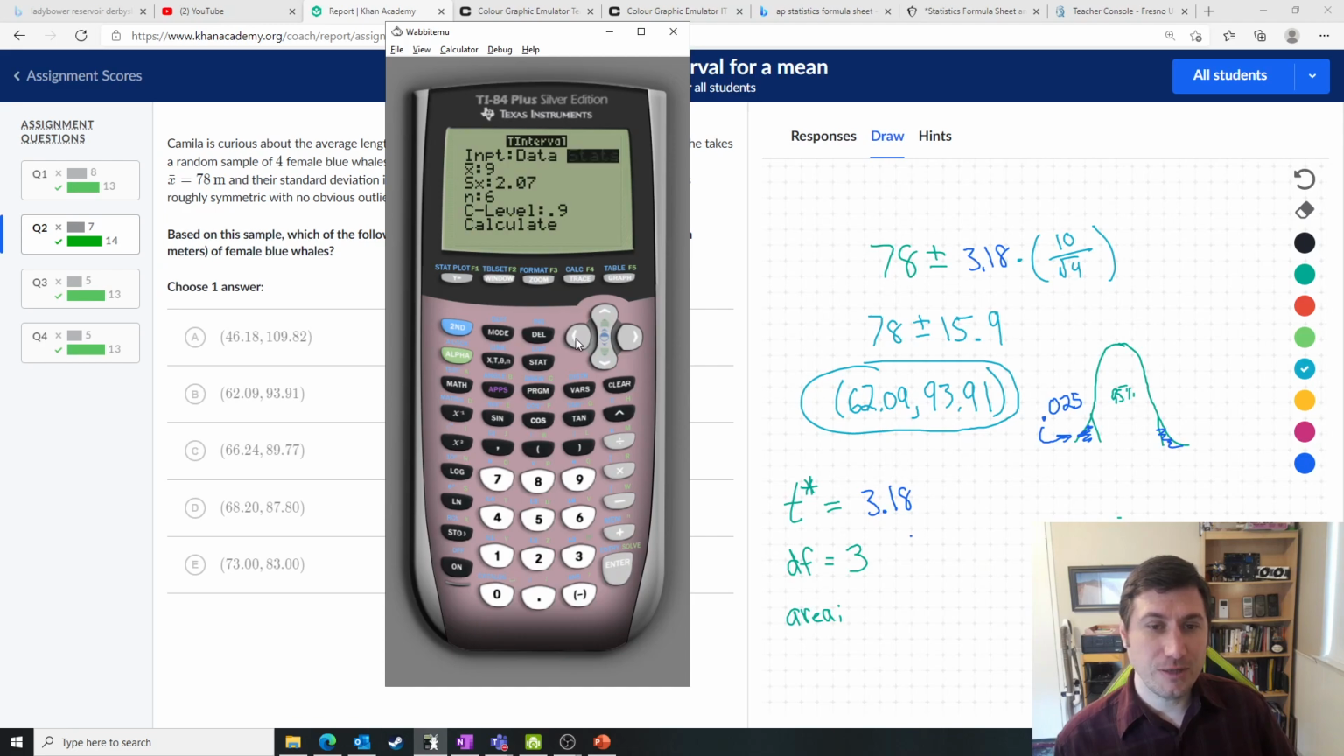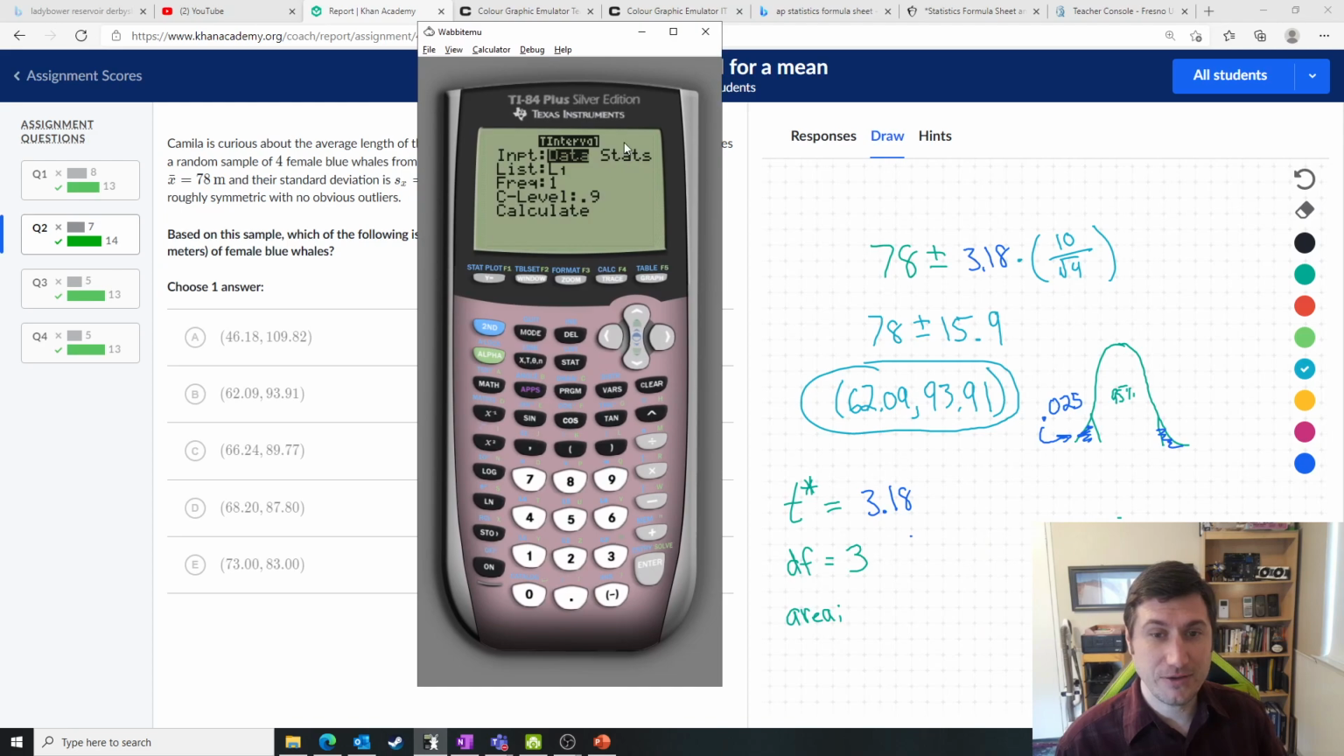Now, when you first come here the first time ever, it's probably on the first one, data. Because sometimes you will just type in the data into your calculator, and it can take all the averages and stuff from your data. They didn't give us data. They gave us the summary statistics. So come over here to stats and hit enter on that side. Not data, you want it to be the stats.